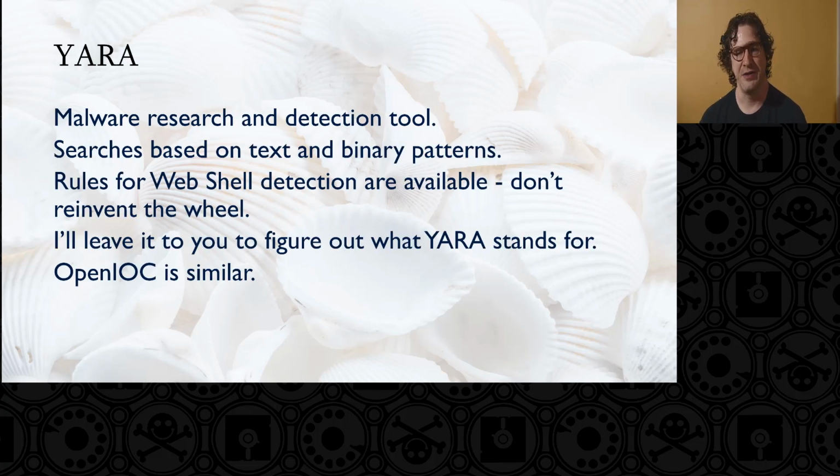Yara is an example of a tool that has malware research and detection capabilities that I was talking about earlier, the ability to search for multiple things at the same time. Its primary function is searching based on text or binary patterns, but there's also rules for things like file size or location of strings within files. It has a number of rules available for web shell detection for the common web shells, so you don't have to reinvent the wheel. Yara is a clever internet acronym that if you want to find out, you can look it up. There's also another similar tool called OpenIOC.